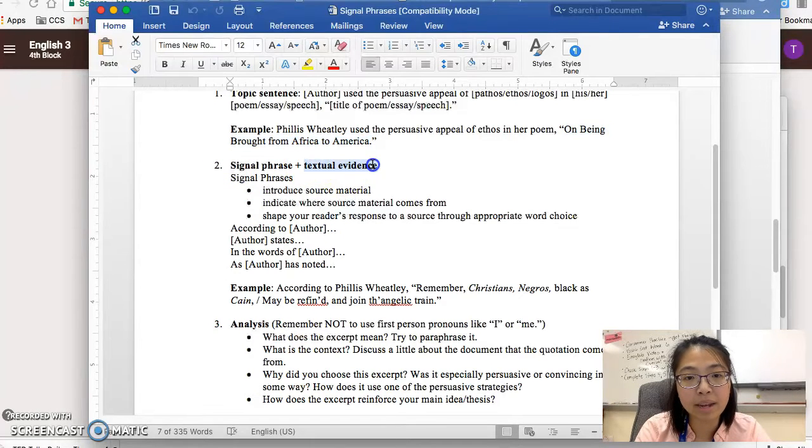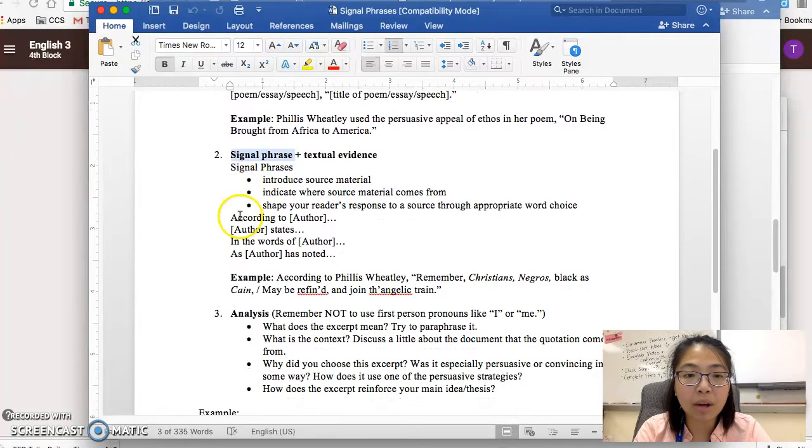Remember, text evidence is your quotation and it is your support. Signal phrase just means that you don't want your quotation to be a standalone quotation. What you need is to introduce in some way where the information is coming from. All right, so you just really need to say, according to the author, or as the author has noted, one of these options will help you out.